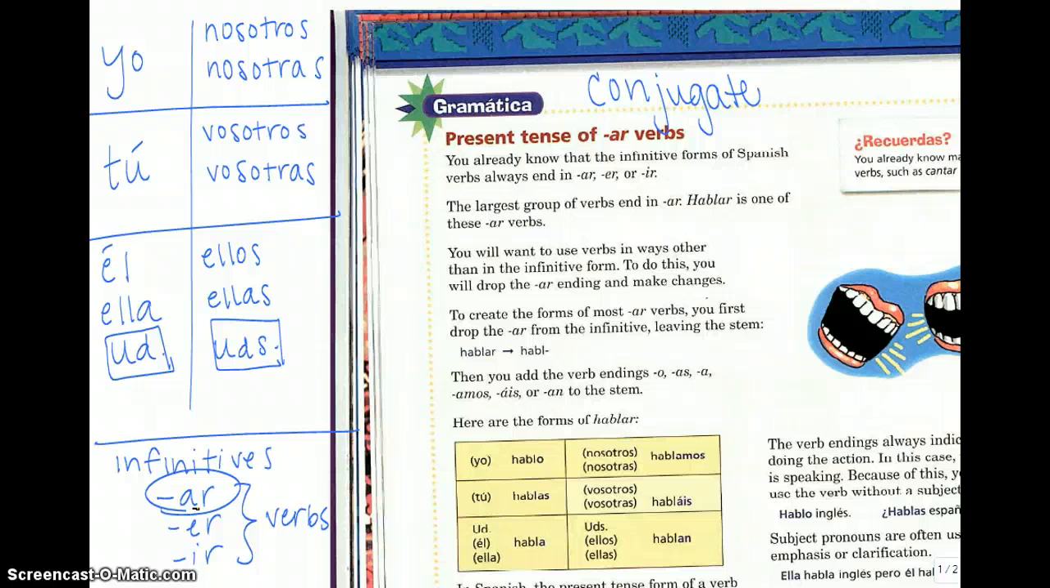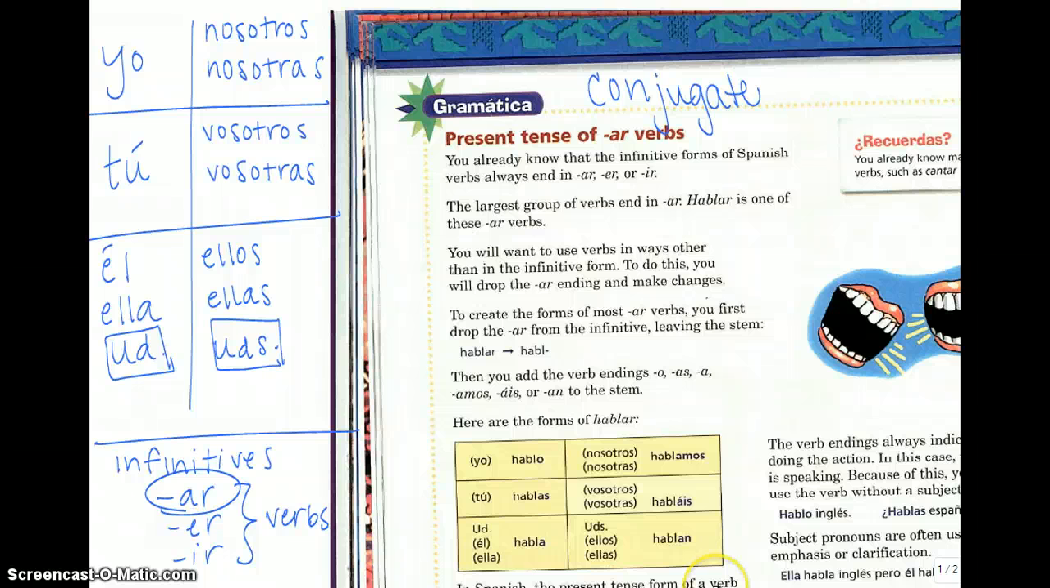We're going to take that verb hablar, and instead of saying me gusta hablar, I like to talk, now we're going to learn how to say I talk to my friends, or you talk in class, or something like that. We're going to learn how to conjugate. We're going to learn now how to take hablar from to talk to I talk and you talk, and he or she talks, and we talk, and you all talk, and they talk.